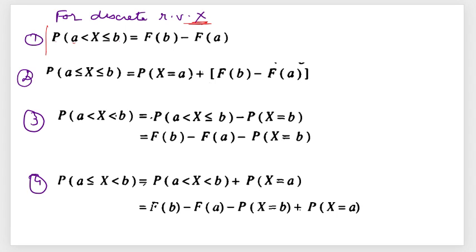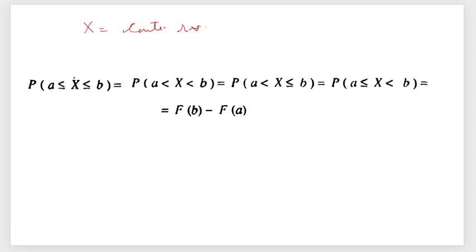So what will be the formula? We have to remember this formula. Whenever the upper limit is included and the lower limit is not included, in the case of discrete data, we can write the cumulative distribution value at B minus the cumulative distribution value at A, the lower value. If x is a continuous random variable, then equality doesn't matter whether you include the endpoints or not, because a single point has probability 0.